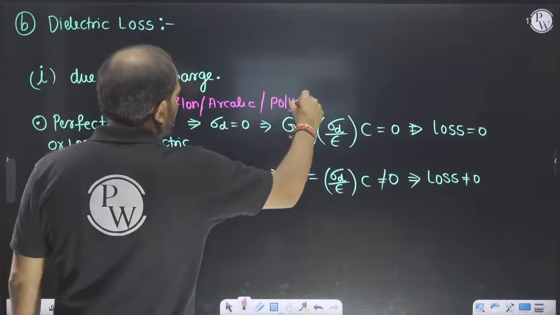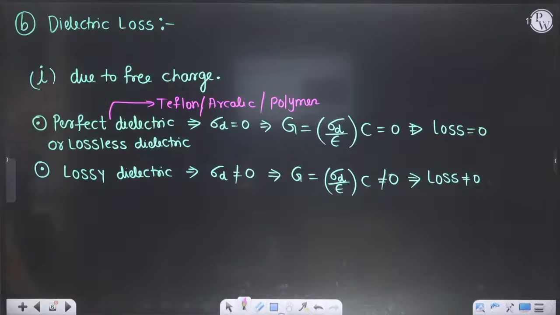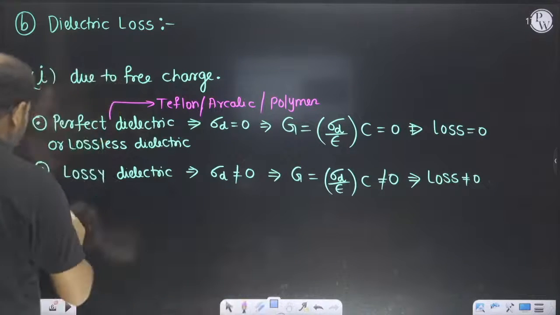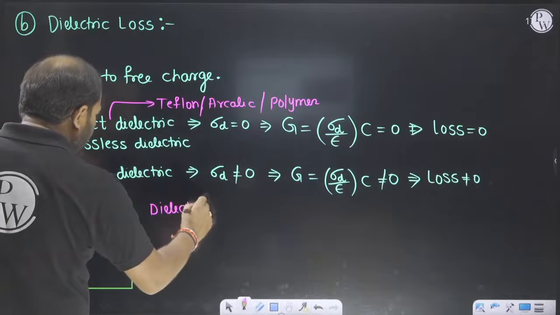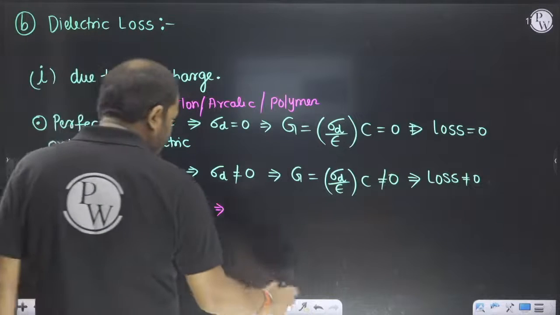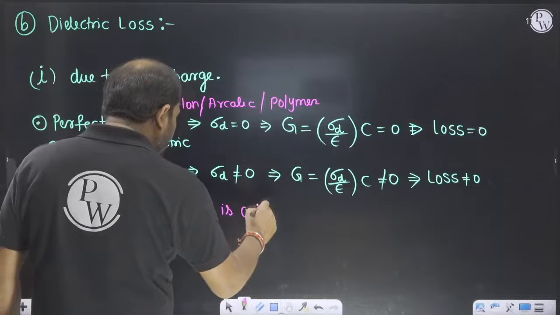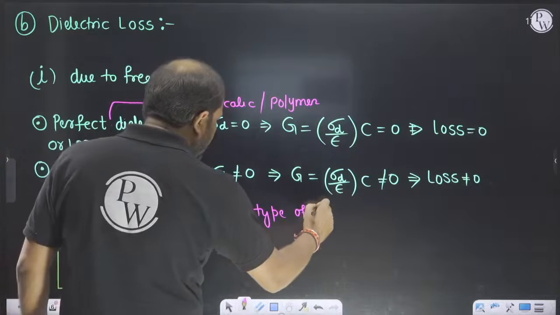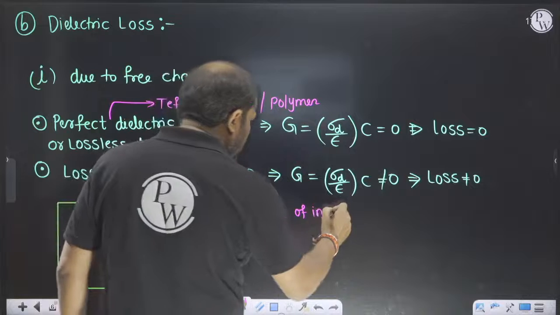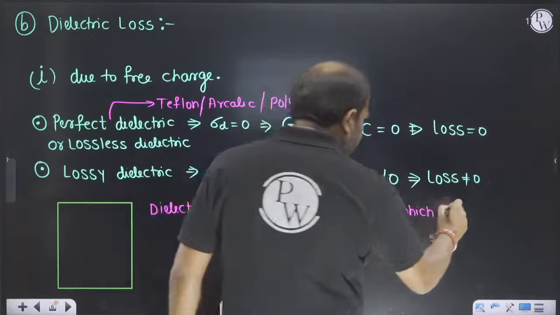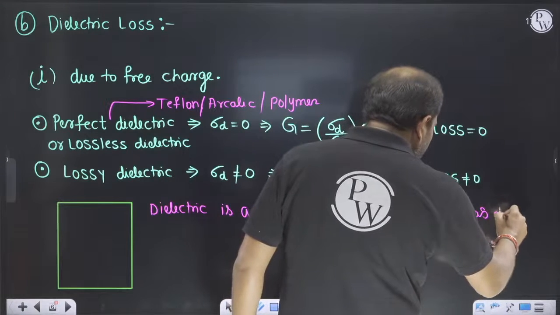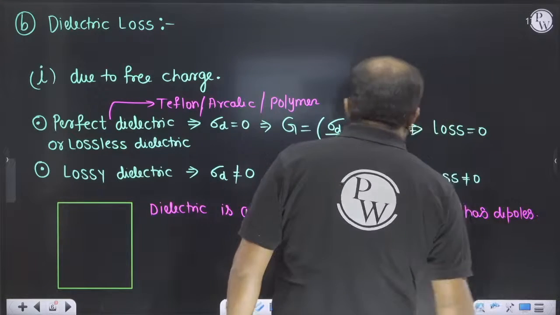Okay, so these are the points here. Due to free charge, there is conductivity, and due to conductivity, there is conductance, and that will give you loss. So I am taking a dielectric. What is a dielectric? A dielectric is made up of dipoles. It is a type of insulator in which there are dipoles. If it has dipoles, then it is known as a dielectric.